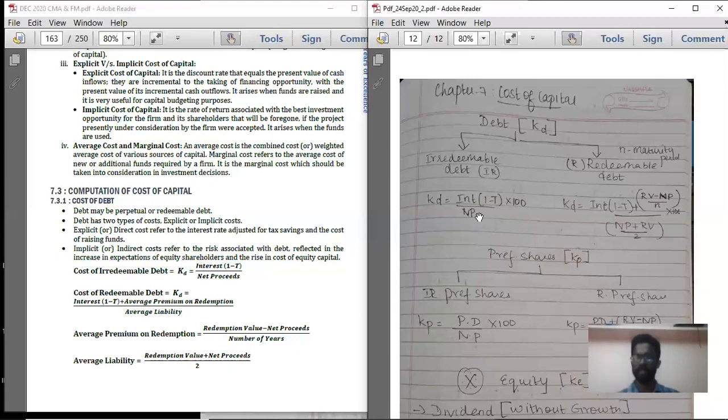What is this net proceeds? Understand it. Net proceeds is nothing but how much money you are getting in hand. Suppose we both as a company started a company, and we are issuing 1,000 debentures.